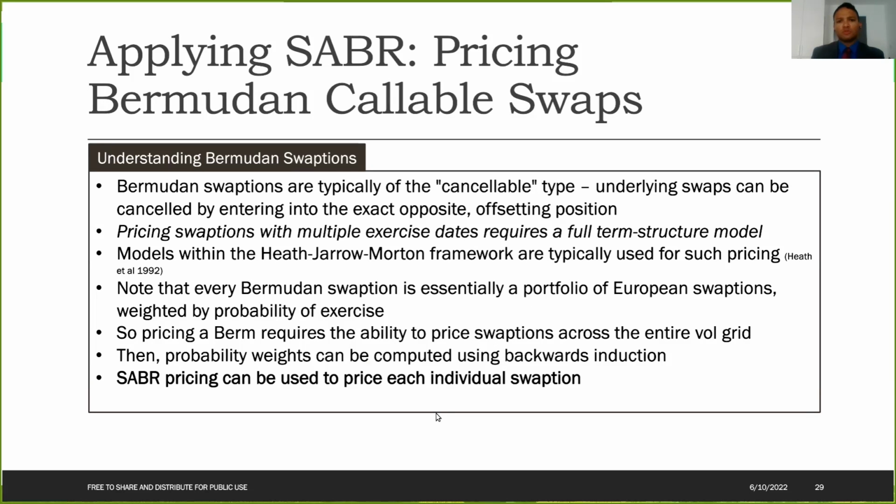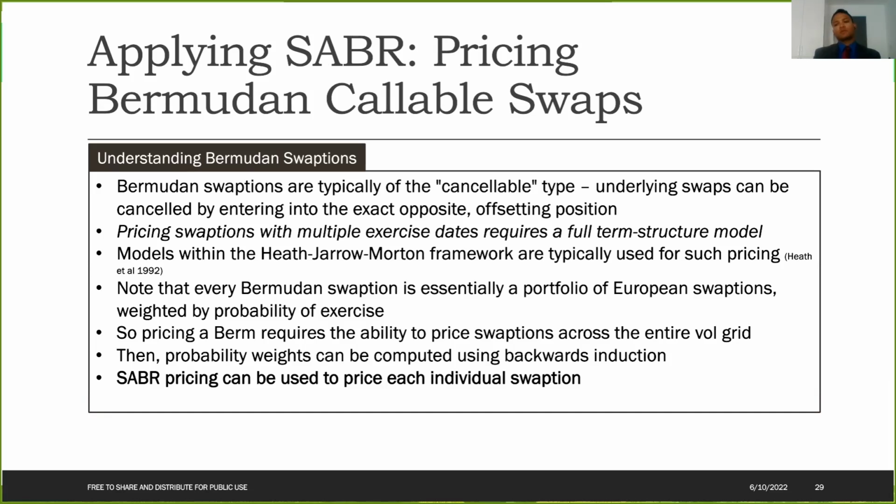What about Bermudan callable swaps? Now, I did quite a bit of work with these products early on in my career, where I looked at a lot of applications related to pricing callable swaps issued on the back of Fannie Mae, Freddie Mac, and Ginnie Mae type bonds. And the idea behind using the SABR scheme to price these products was that really a Bermudan swaption is essentially the probability weighted value of a portfolio of European swaptions.